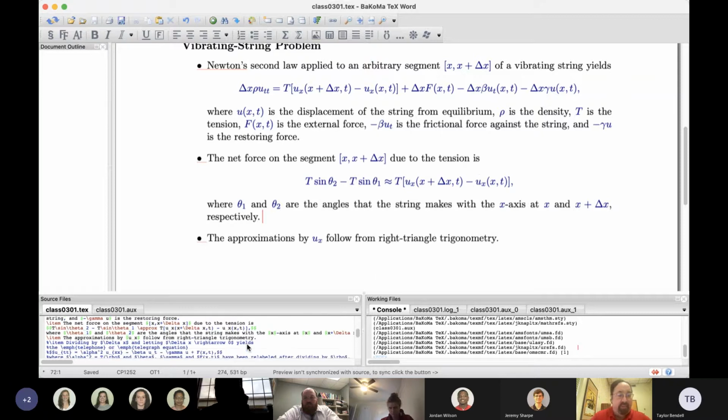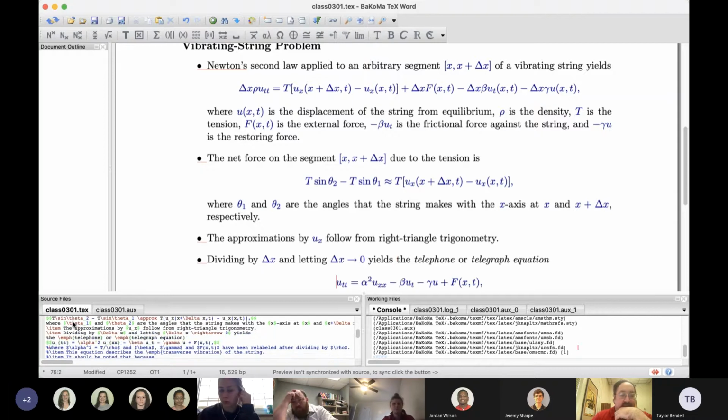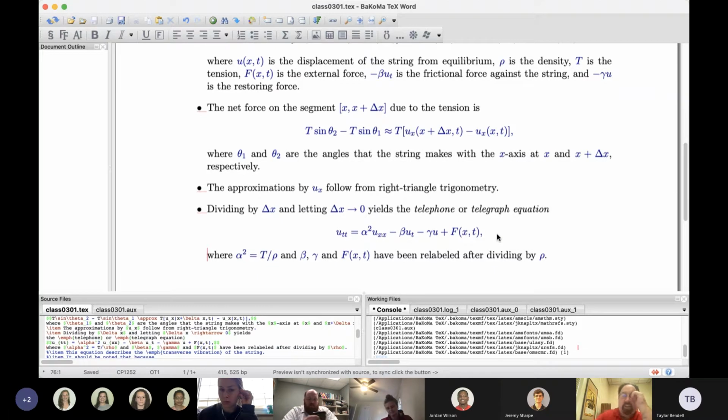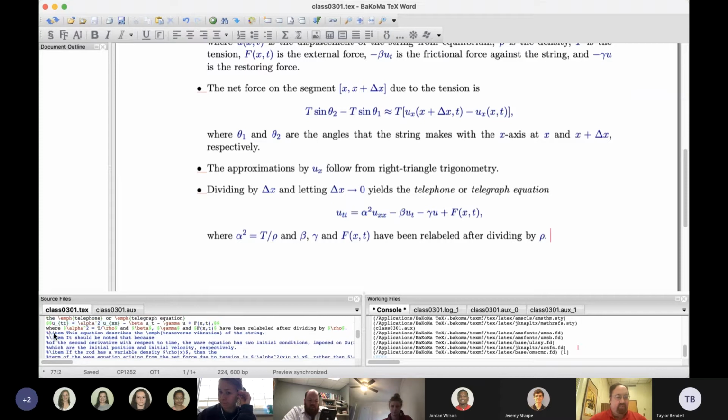Okay. So what you could do is, if we go to this equation and divide both sides by delta x, then we let delta x go to 0, and this is a PDE that pops up. This is called the Telegraph Equation. That accounts for any external force, friction, restoring force, and also the tension force. This first part here, if we neglect everything else, is the wave equation. But the telegraph equation is used to describe what's called transverse vibration of a string.